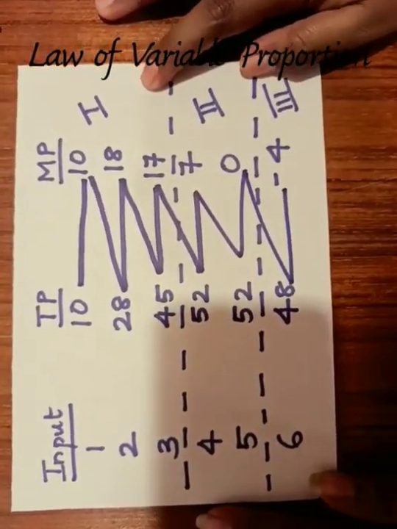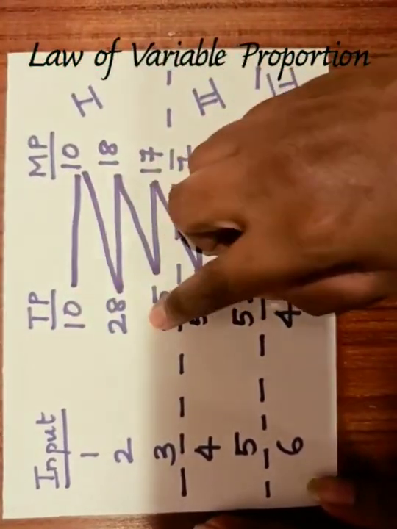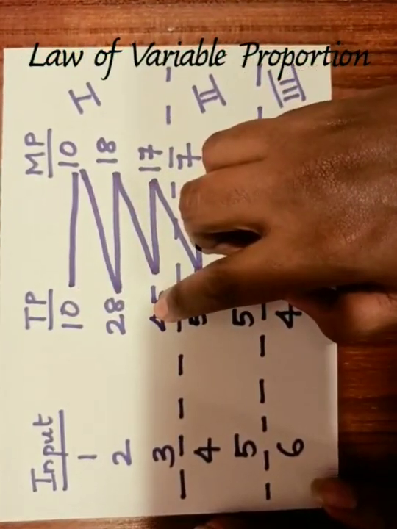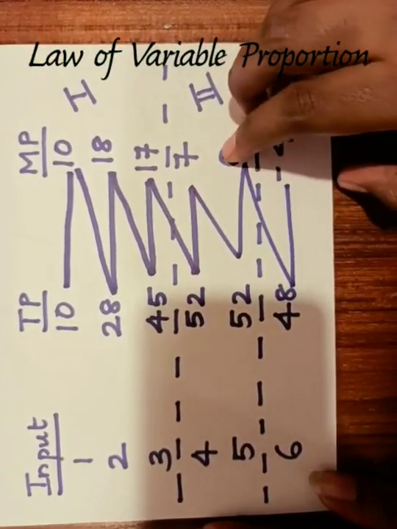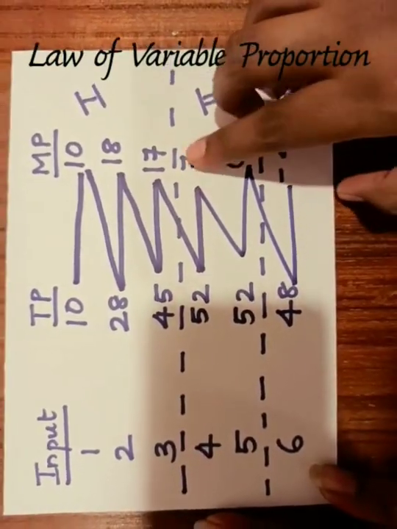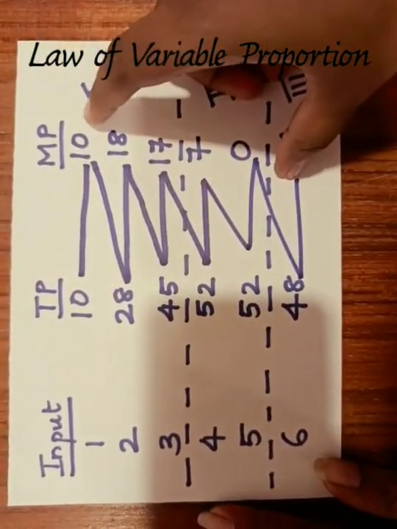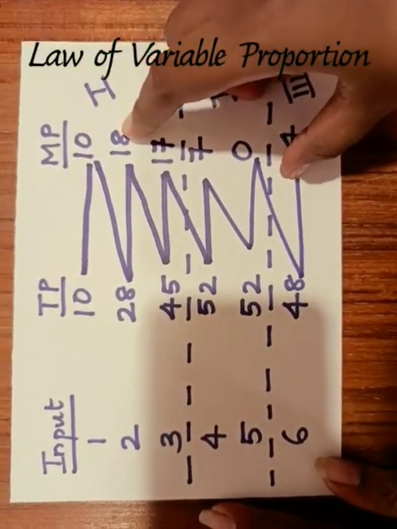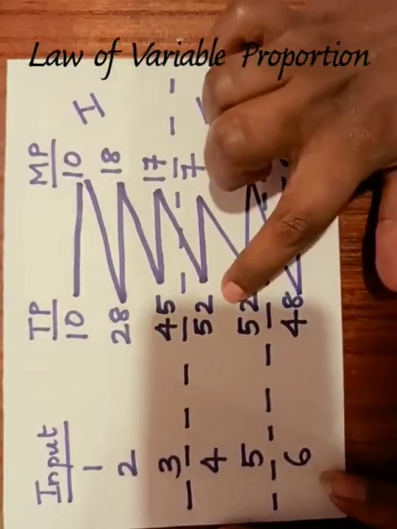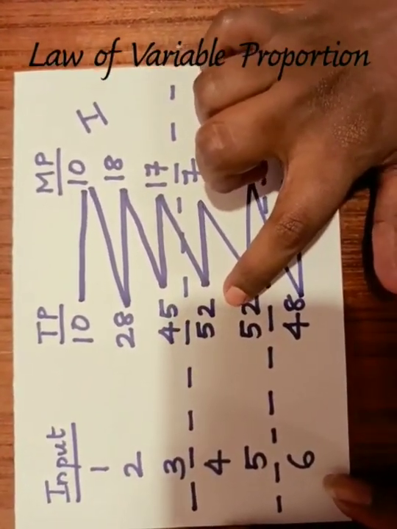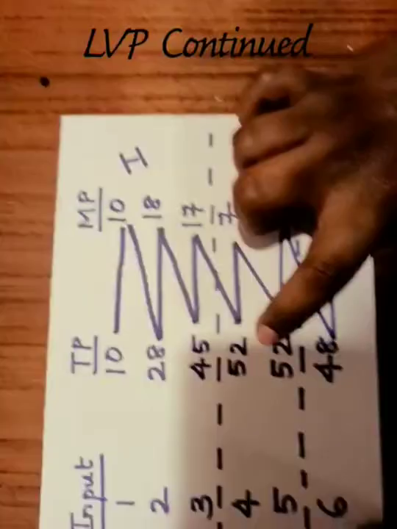Now here, TP is initially increasing at an increasing rate, then at a diminishing rate. See, MP is increasing, reaching maximum, and then starts to decrease. And here also TP is increasing. We will continue that in the next video.